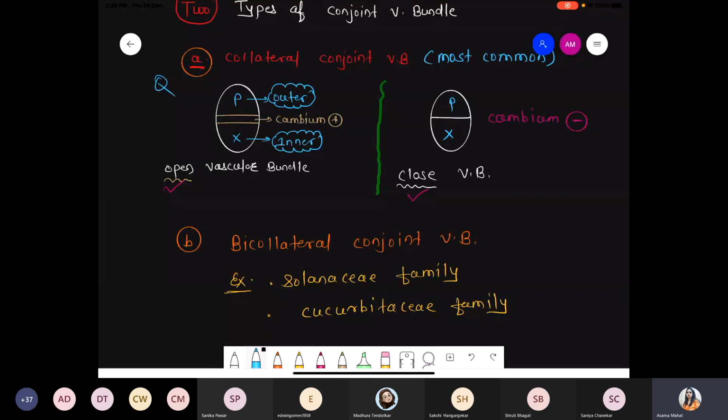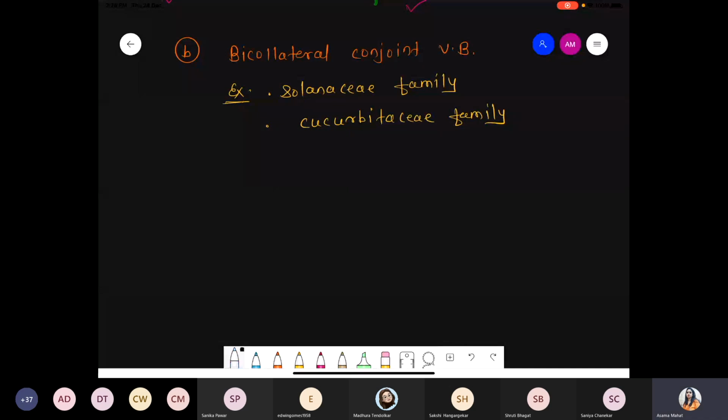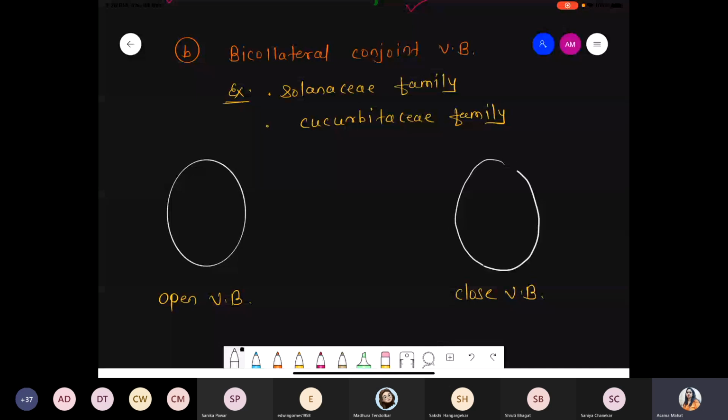So what is the meaning of bicollateral conjoint? Normally in this condition, xylem gets sandwiched. So just see how it is present. First of all, I'm talking about the open vascular bundle, and immediately I'll compare this point with the closed vascular bundle also. Bicollateral means something is double. So first we focus on the first point, that is the open vascular bundle, where cambium is present. Just see this scenario.